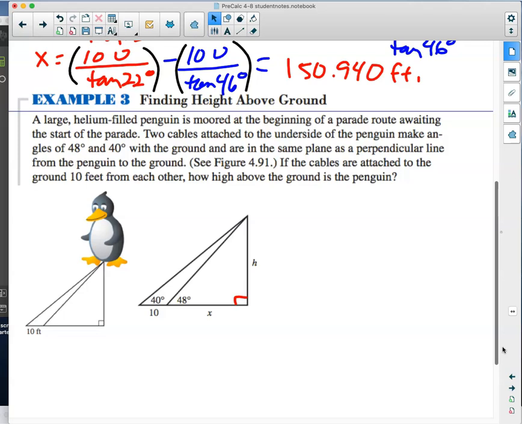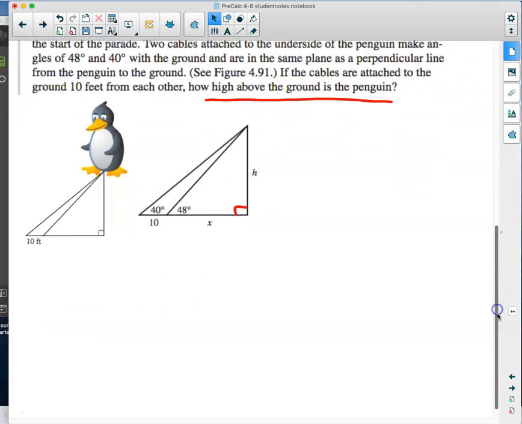So I want to keep my eye on the prize here. What I'm really supposed to figure out is the height of the penguin. There's a lot going on in this problem, and I want to remember that's my goal, find an h. But this is very similar to the problem we just did. We have 2 right triangles here going at one time, and with those 2 right triangles, we should be able to put enough information together to figure out what the height is.